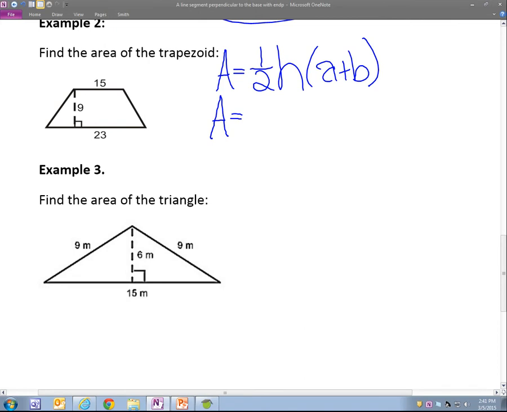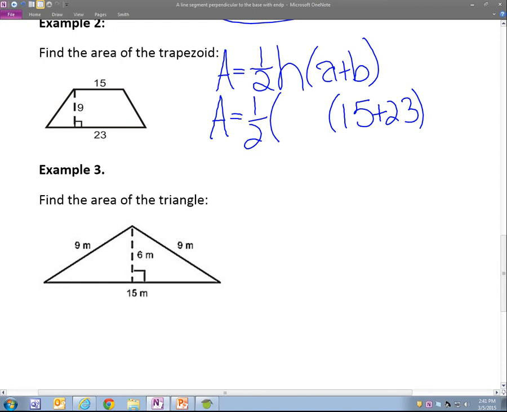In this situation, yes, you are correct. The lowercase a is one of the bases. The uppercase A is area. So what are my bases of this trapezoid? Remember, the bases are parallel to each other. Sydney. 15 and 23. And what is the height of this trapezoid?